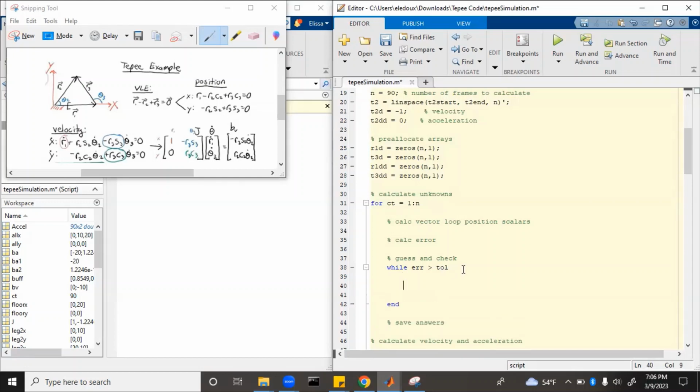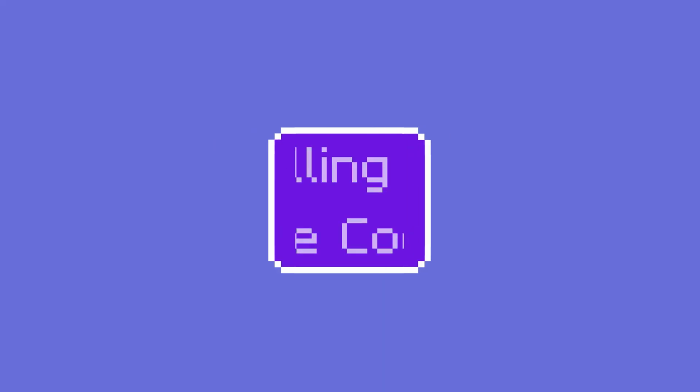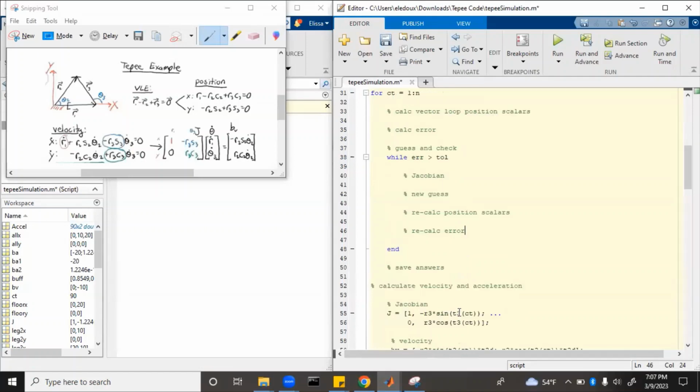So doing the calculations, now in here is where we calculate Jacobian. And then we will need to make our new guess. And then again, we will recalculate position and recalculate the error. Okay, so the Jacobian, actually we have already, we did it down here. So let's just take this and put it in here.